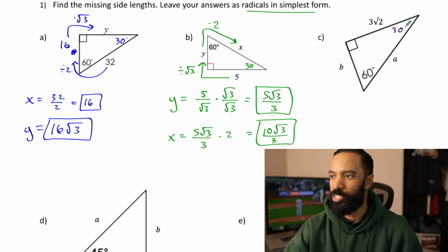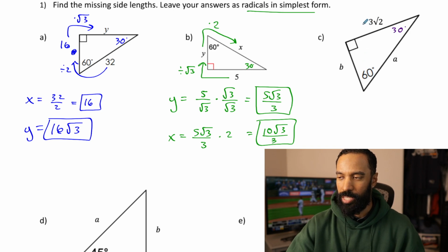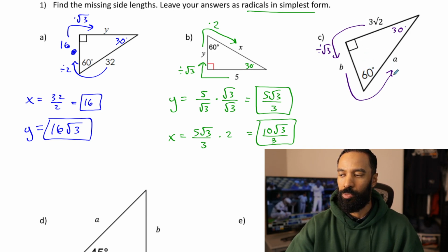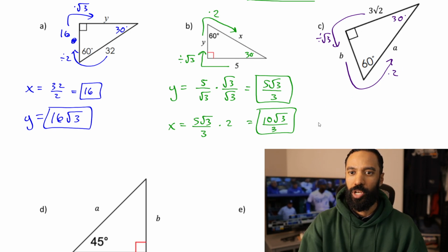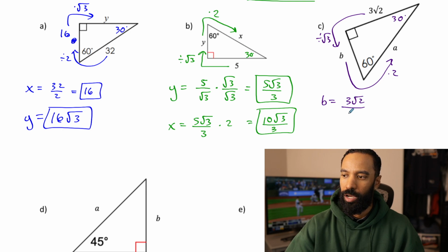This is another 30, 60, 90 in the same exact vein. We are at the side opposite the 60, and we got to get to the short one. We will divide by root 3, indeed, and then we are going to multiply by 2 going this way. So we start by getting B. B is 3 root 2 over root 3.